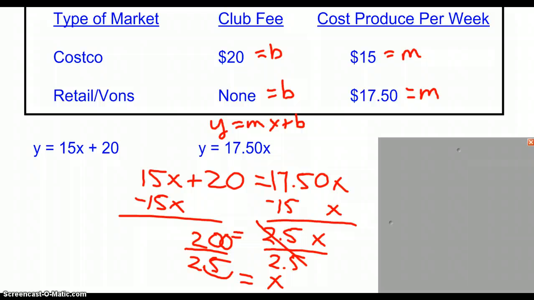And how many quarters are in 200 pennies? We know that there are 4 quarters in 100, so there must be 8 25s in 200. So we now have the week in which these two stores would have the same cost, and that is the 8th week.